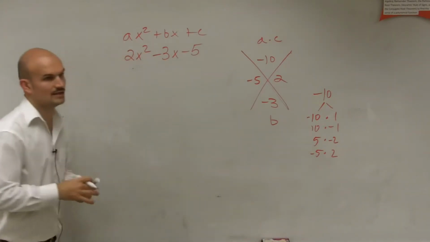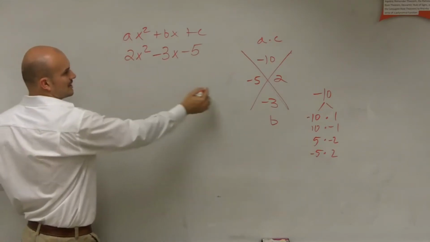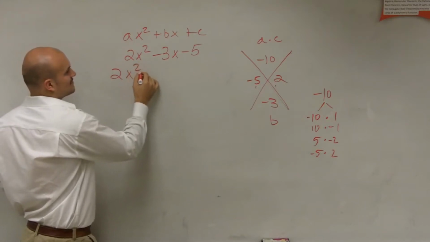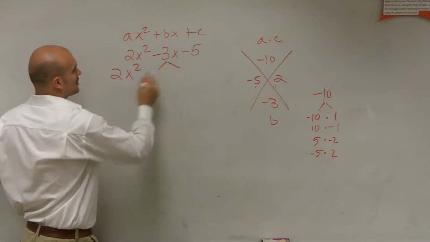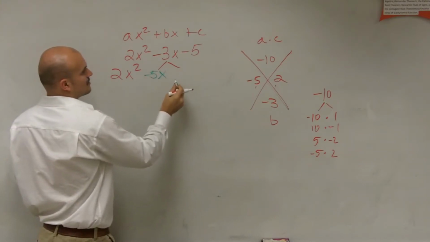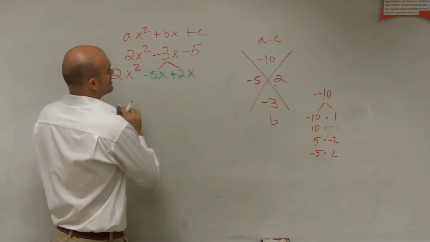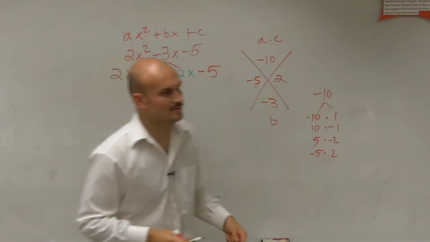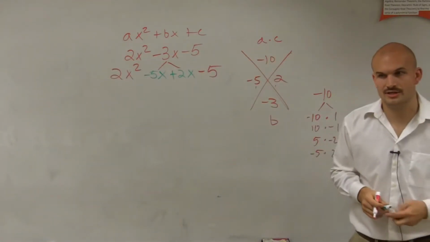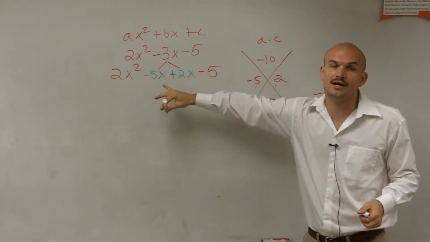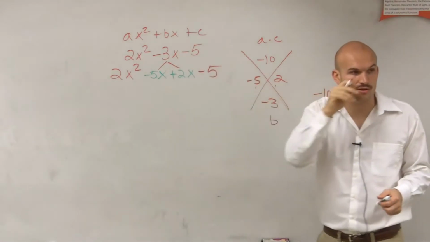So it's going to get a little hectic, but what I want you guys to do is, with these two numbers, rewrite the expression as 2x squared, and I'm going to rewrite my middle term as negative 5x plus 2x, minus 5. So what I did was rewrite the equation with these two numbers that I determined in substitution of my middle term.